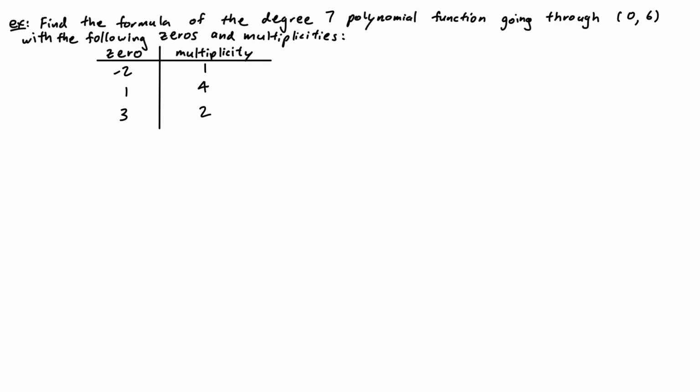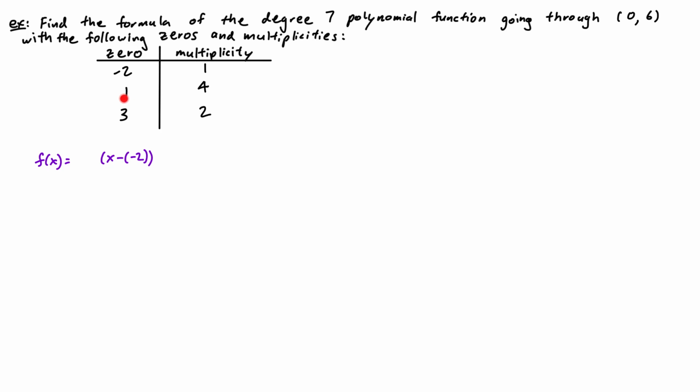Let's start by writing down the formula for a function with those zeros and multiplicities. We would have something like f(x) equals... Now, since -2 is a zero of our function, we know that it has a factor of x minus negative 2. Since the multiplicity is 1, we know that there's just one of these factors, so there's no need to write down any exponent here.